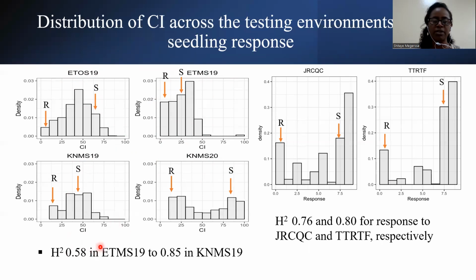We also estimated the heritability, which ranged from 0.58 in ET main season 19 to 0.85 in Kenya main season 19. The high heritability in Kenya means that this resistance was qualitative. For the seedling test, the distribution in either case was skewed toward the susceptible score, and the estimated heritability was 0.76 for response to JRCQC and 0.80 for response to TTRTF. These R and S were the positions of the resistant and susceptible parents in the response for the field and seedling.